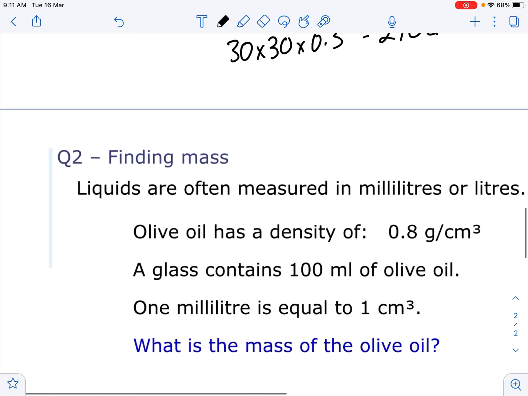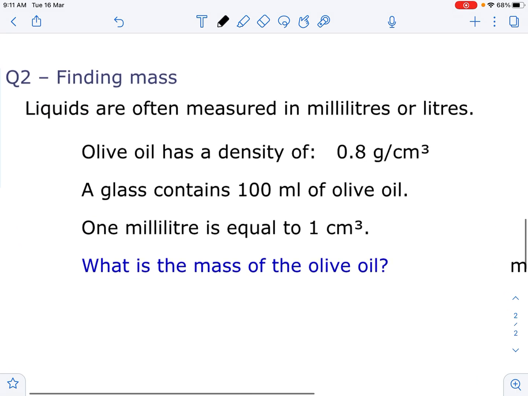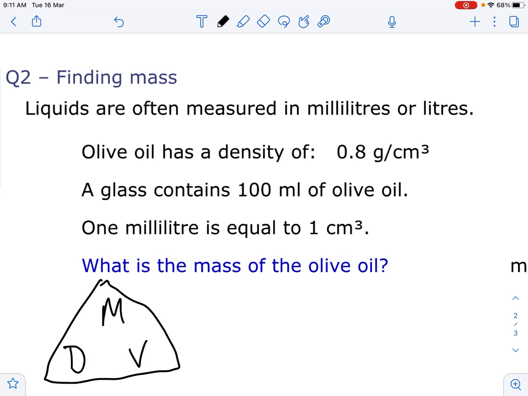Okay, that's finding density. We're now going to use the triangle to find mass. So this time we've got this question. Liquids are measured in millilitres or litres. Olive oil has a density of 0.8. A glass contains 100 millilitres. So let's remind ourselves: density, mass, volume. This time we're finding the mass, so cover up mass: density times volume.